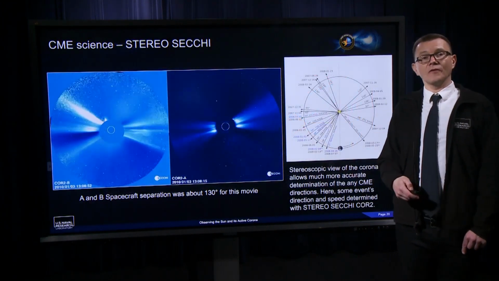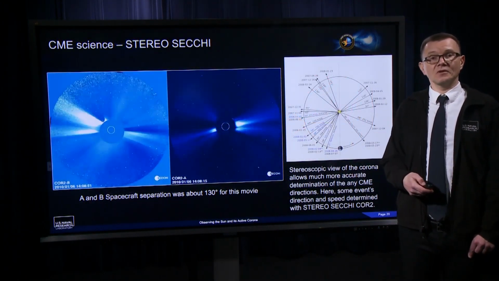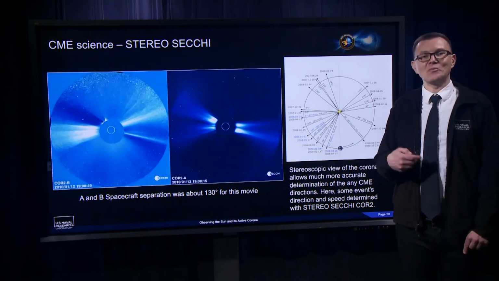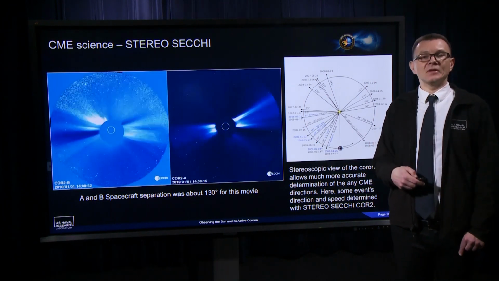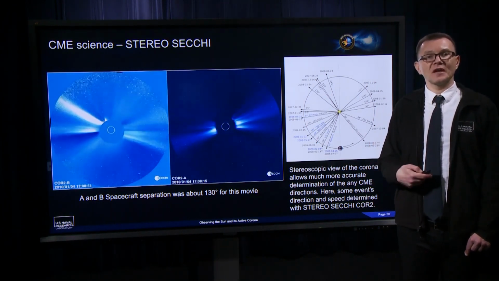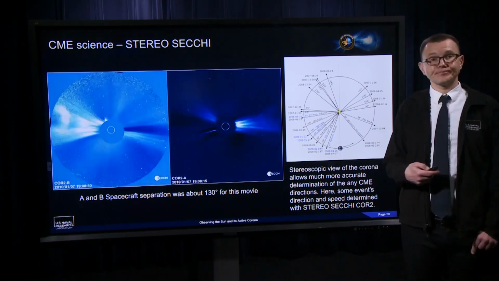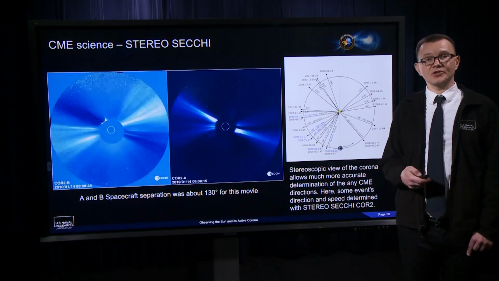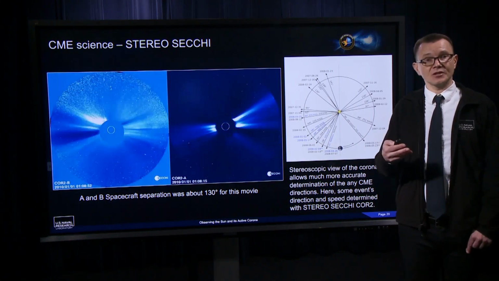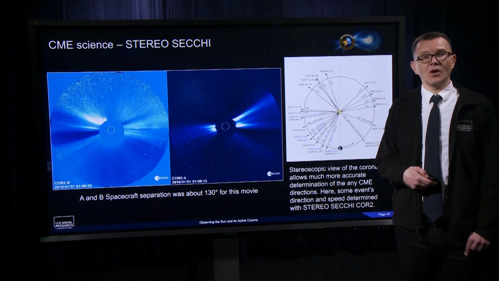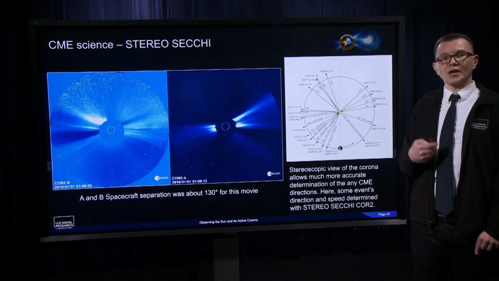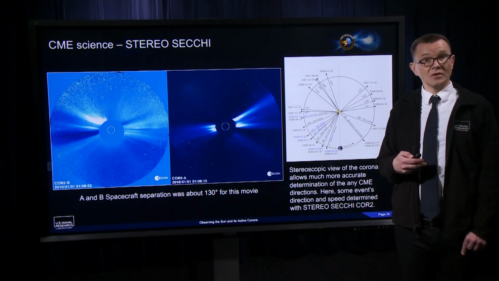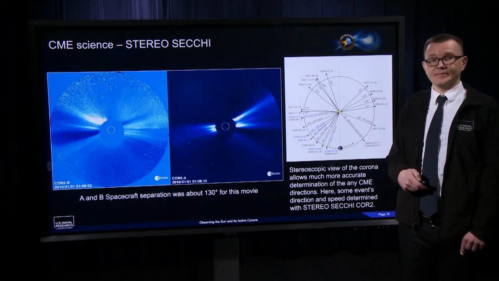Here is an example of several CMEs observed by both CCOR Core 2 behind and ahead. The separation between the two spacecraft was 130 degrees. These stereoscopic observations allow much more precise determination of CMEs and transient direction. On the right, we show the direction and speed of 24 events determined using the CCOR 2 stereoscopic images.